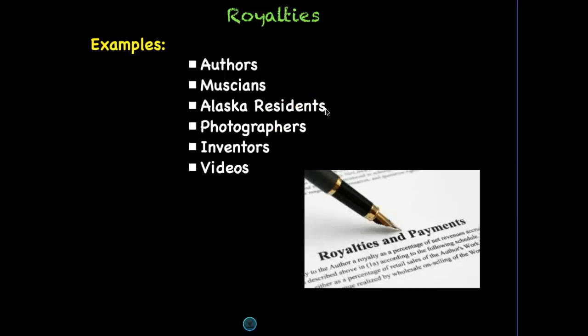Alaska residents receive a royalty on oil production in their state. So if you are a resident of Alaska, you would receive a royalty every year. Photographers, anytime their picture is used, may see a royalty come to them. Definitely inventors. And then if you make a video, let's say, and that video is used somewhere, you could get a royalty. So these are some different, certainly not all, but some different examples of people who earn royalties.